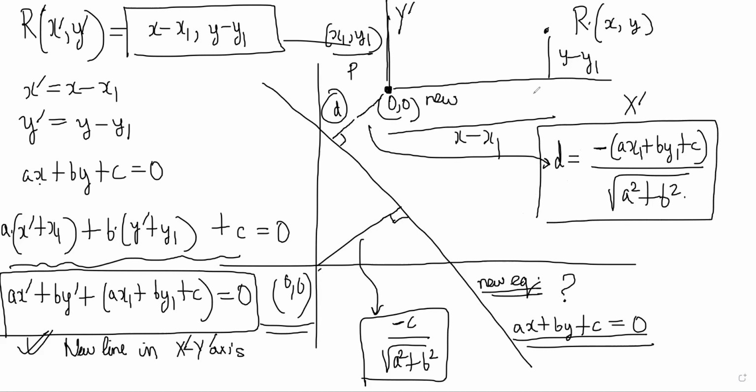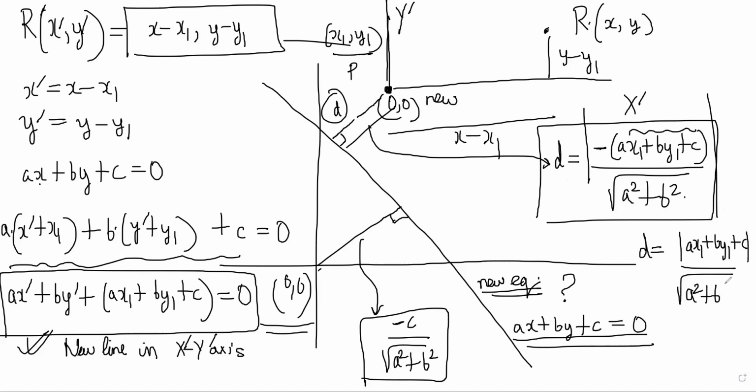So now you will say that maybe this quantity is positive or negative. My distance, however, should always be positive. So you should put a mod everywhere. The distance is equal to mod, which will remove the minus sign, and it will be just mod of ax1 plus by1 plus c by root over a square plus b square, right?